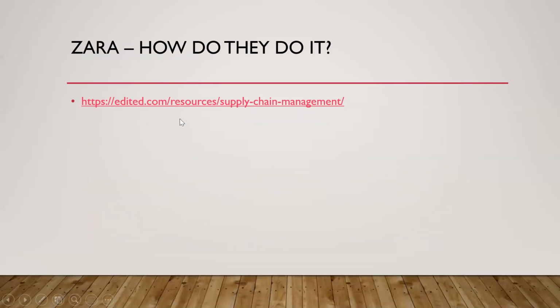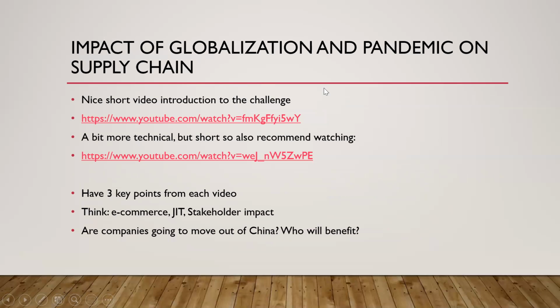You should have done this already, but go have a look, read about Zara. Remember, guys, scoring 6s and 7s in IB is about examples. Go and have a look, take about 2 or 3 key points on this. Then I also shared these 2 videos as well, just basically looking at the impact of globalization and the pandemic on the supply chain.